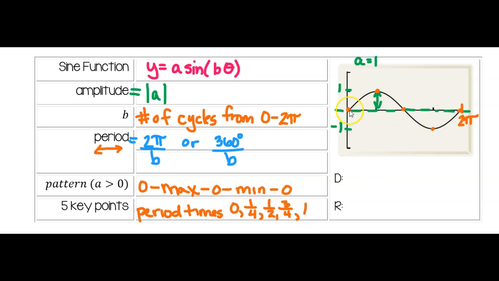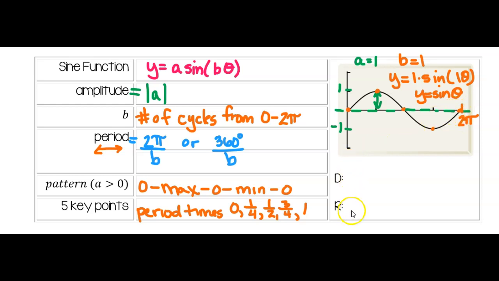We said the amplitude here was 1, but now we need to get the parameter b, which is the number of cycles between 0 and 2 pi. We can see that we have one complete cycle between 0 and 2 pi. So our b value for this graph would also be 1. So our equation would be y equals 1 times sine of 1 theta, which is the same thing as saying y equals sine theta. This is the parent function for all sine graphs. It has an amplitude of 1 and a period of 2 pi.